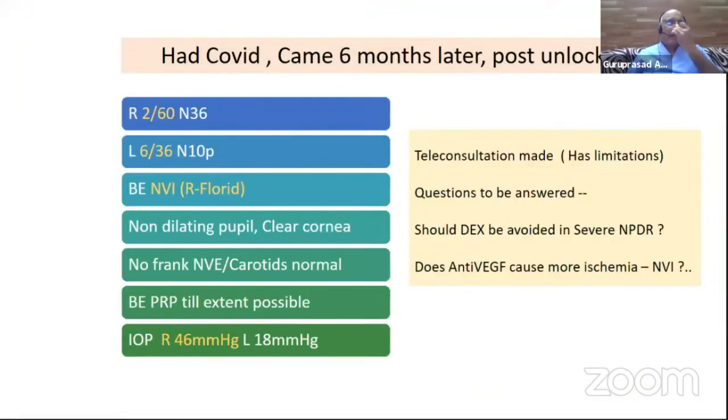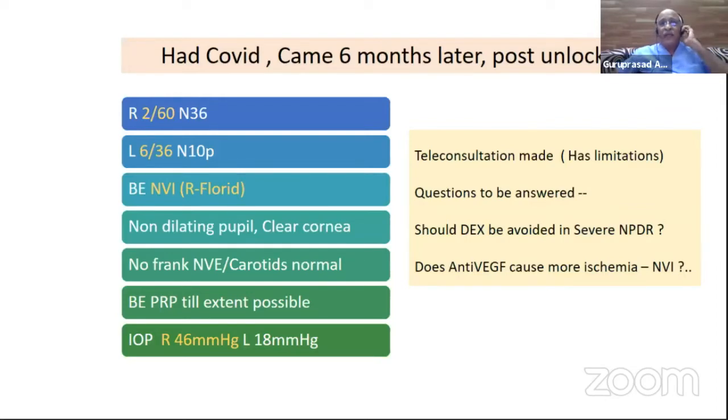But that is not the end of the story. This patient came back only 6 months later because of COVID fever, and there was lockdown. She was staying about 400 kilometers away, and post unlock she came, and at this point of time there was florid NVI in both the eyes. So patient vision had dropped to 2/60 in the right eye and 6/36 only in the left eye.